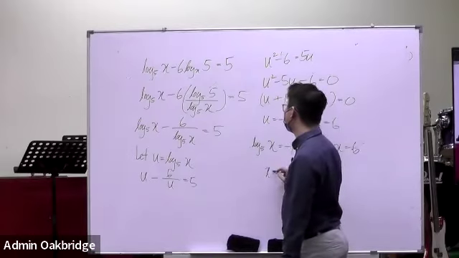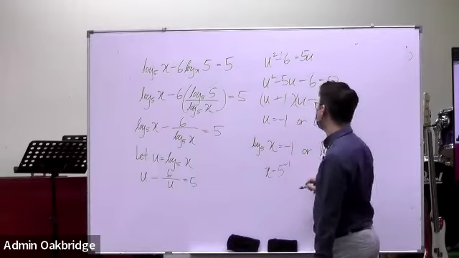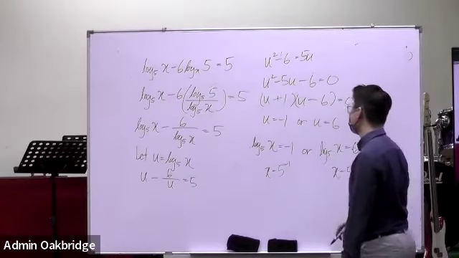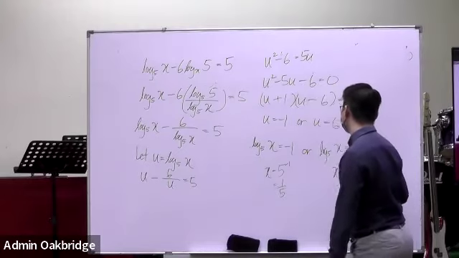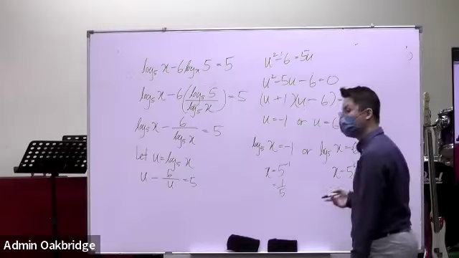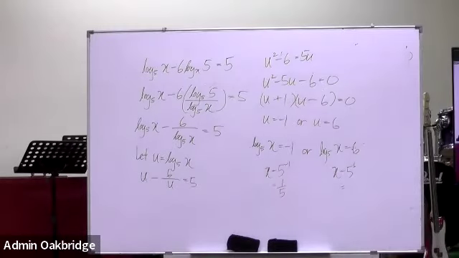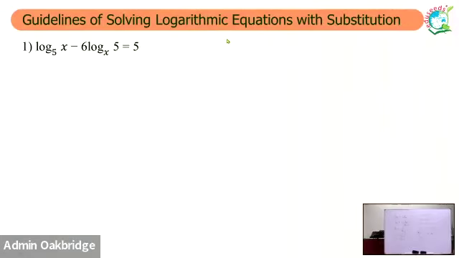Change this one to index form. 5 to the power of -1, and this one, 5 to the power of 6. This gives you 1 over 5. 5 to the power of 6 is a very big number. So this one, try to verify the solution. Is that possible? 15625, yes, it's possible.